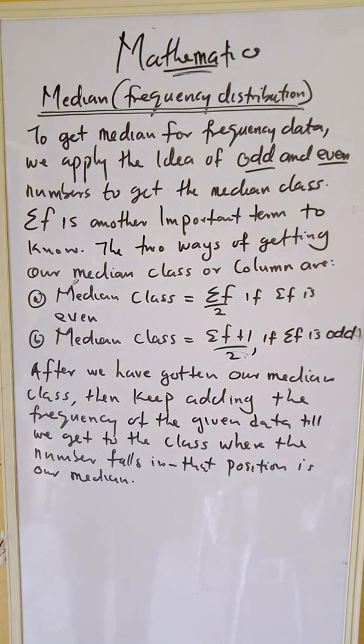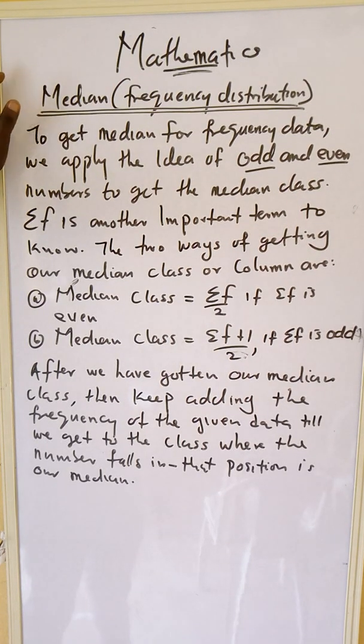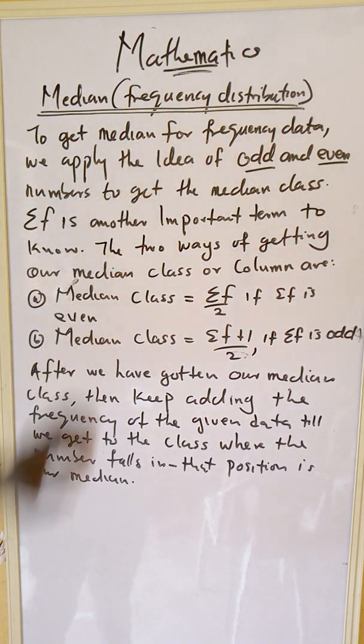Welcome back. So what we are doing now is median from frequency distribution. Now to get the median for frequency data, we apply the idea of odd and even numbers.